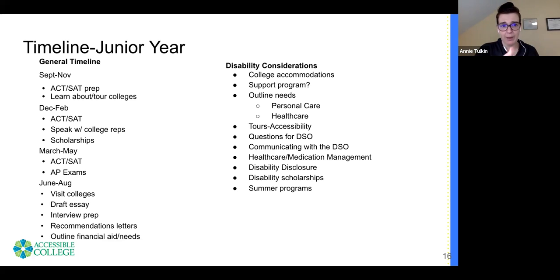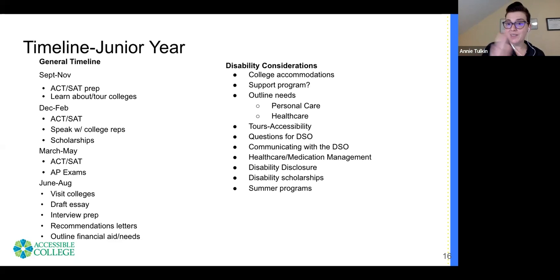So the general timeline in junior year is that ACT, SAT prep, if your students are taking those exams, they're learning about colleges, they're touring, they've got college reps, they start thinking about scholarships, and there's a lot that happens in March through May with their SATs and ACTs, AP exams, they're doing visits. Then at the end of that summer, they're drafting their essays, they're doing their interviews, they're getting their recommendation letters, they're completing the FAFSA or their financial aid stuff.